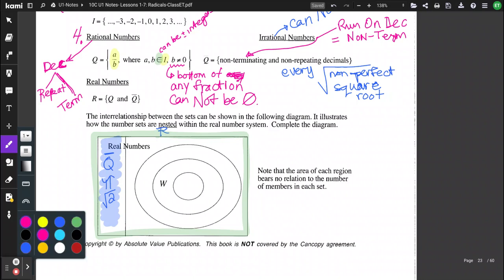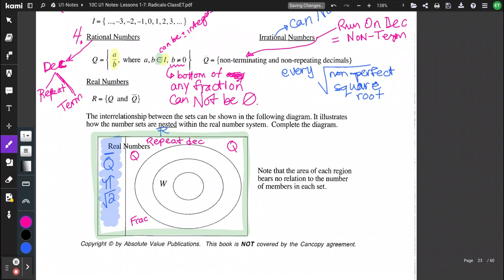The rational numbers are found in the other side. So all of these are rational. Okay, so now this is where we're going to find our fractions and our terminating decimals and our repeating decimals. Okay, so fractions, repeating decimals, and terminating decimals.